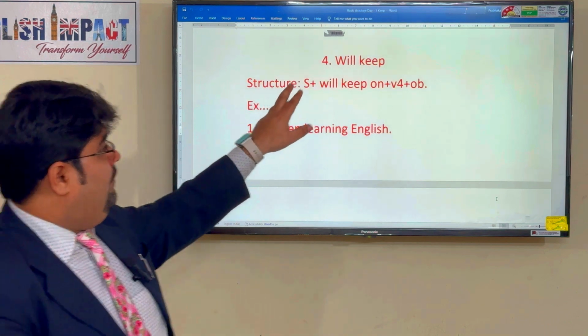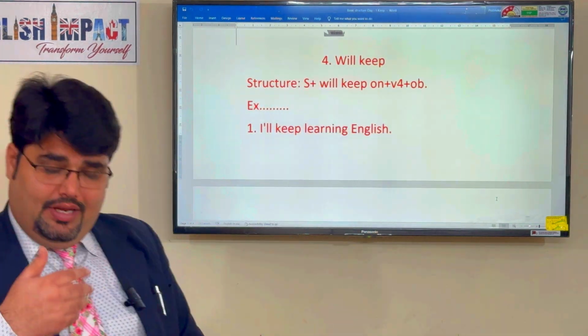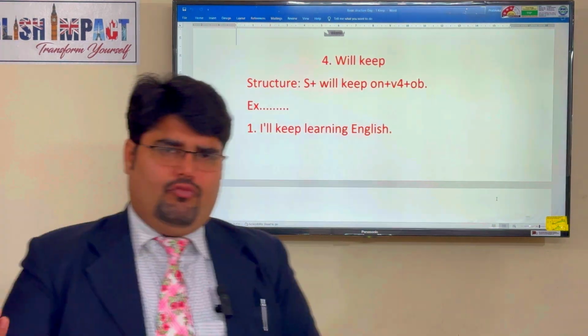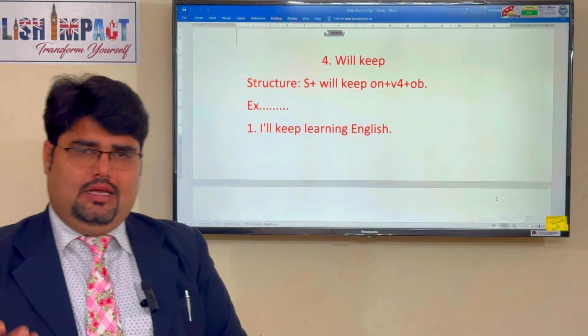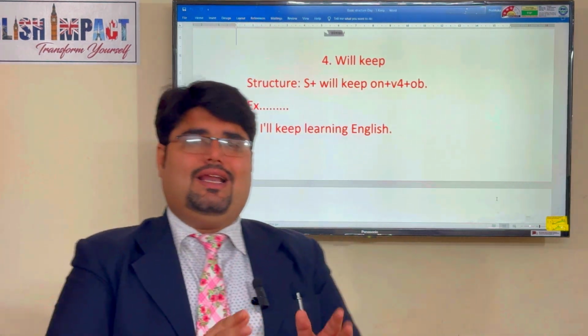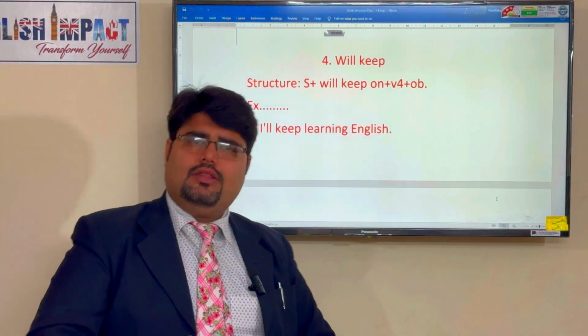So, now we will see keep in the future tense. So, simply we'll use will keep for future. करता रहूंगा. In the present, it was करता रहता हूँ. In the past, it was करता रहा. Now, in the future, करता रहूंगा.